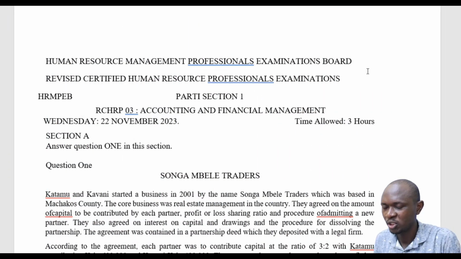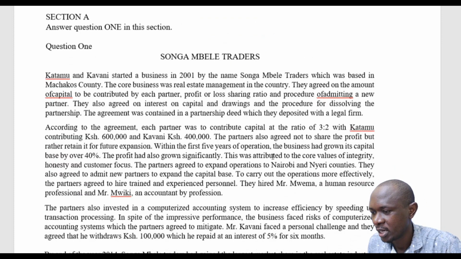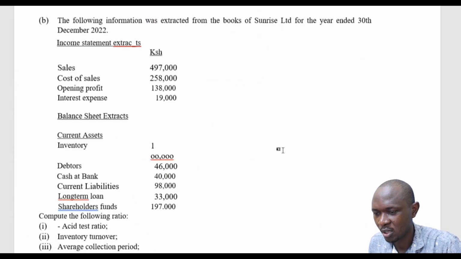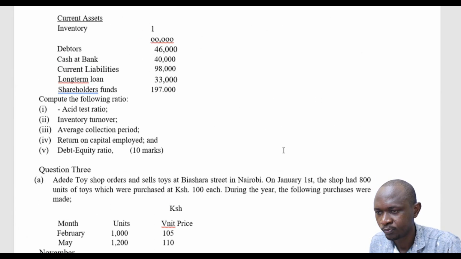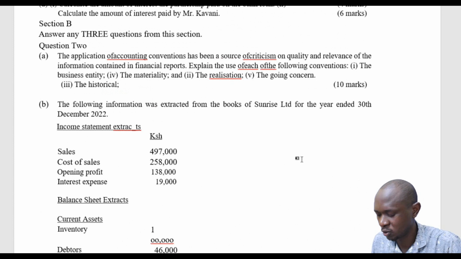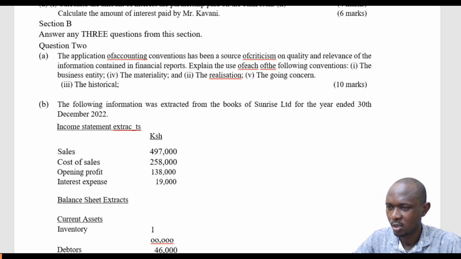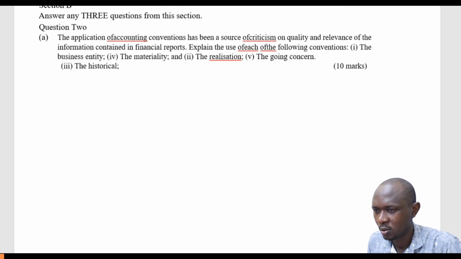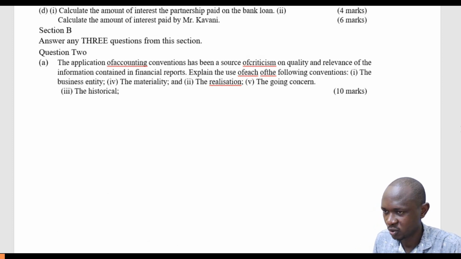Welcome, this is Rchrp 03, Accounting and Financial Management, and we'll be looking at question 2 of the paper. So I'll start with question 2A. We'll start with part A of question 2.